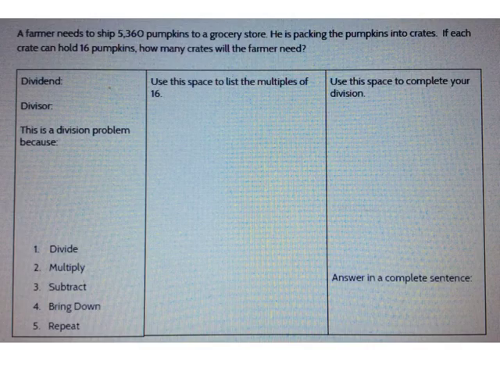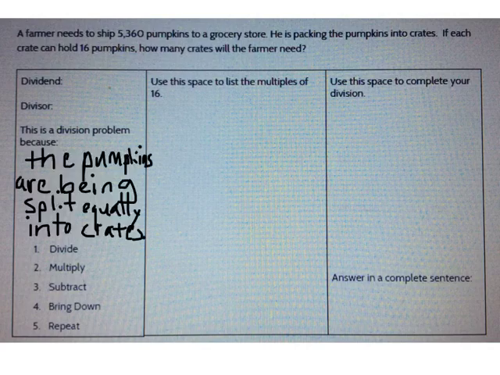Now you try one. A farmer needs to ship 5,360 pumpkins to a grocery store. He is packing the pumpkins into crates. If each crate can hold 16 pumpkins, how many crates will the farmer need? This is a division problem because the farmer is splitting the pumpkins equally into crates.